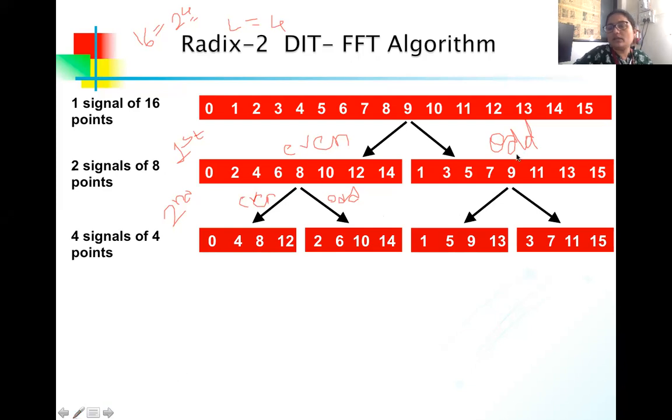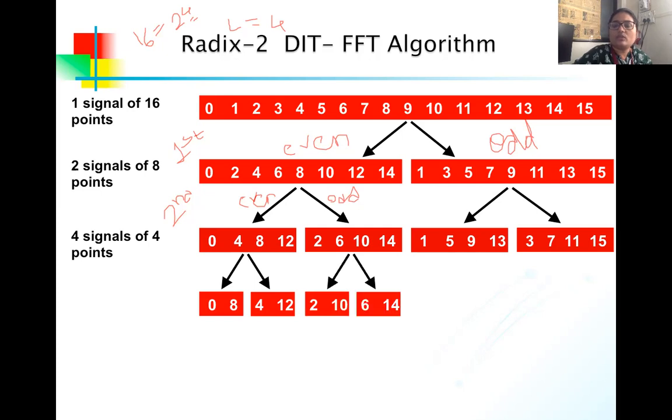Here, the odd points are also divided into even points and odd points. Again in the next stage, from these values we divide them into even values and odd values. So 0 and 8 are the even values, and 4 and 12 are the odd values, because 4 is at the x of 1 position, which is an odd position, so we have written x of 4 and x of 12 as the odd points.